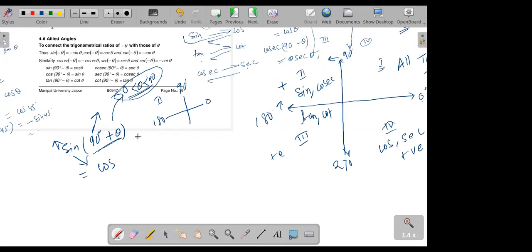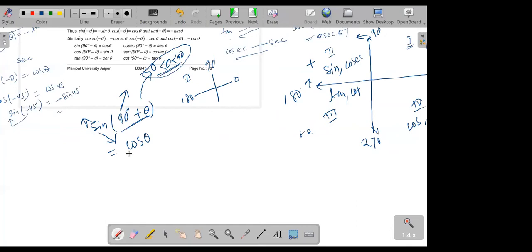Both for 90 plus theta and 90 minus theta, it will change sine to cos. Surely, if there is an odd multiple of 90, it will change sine to cos. Whether it is plus theta or minus theta does not matter. Yeah, let's take more examples.